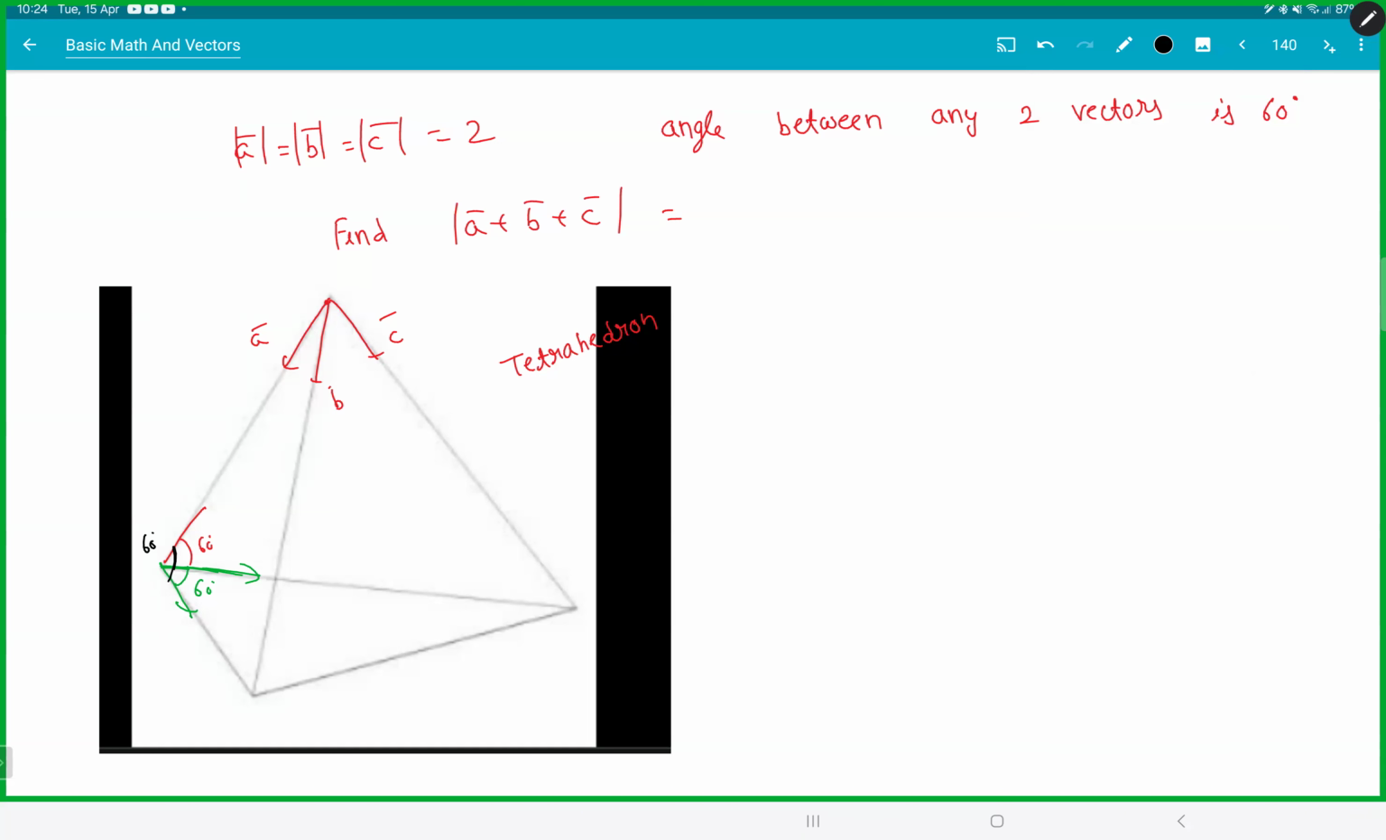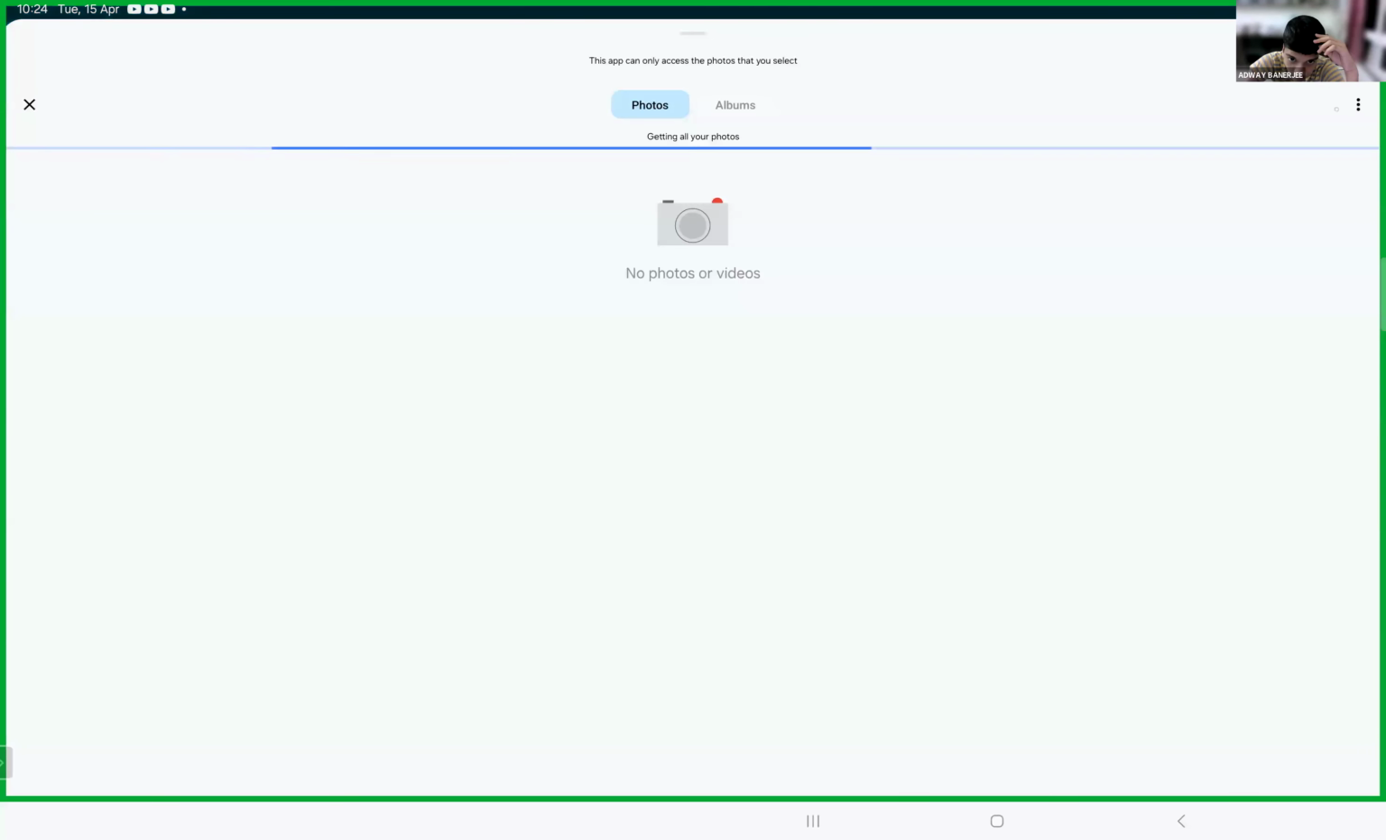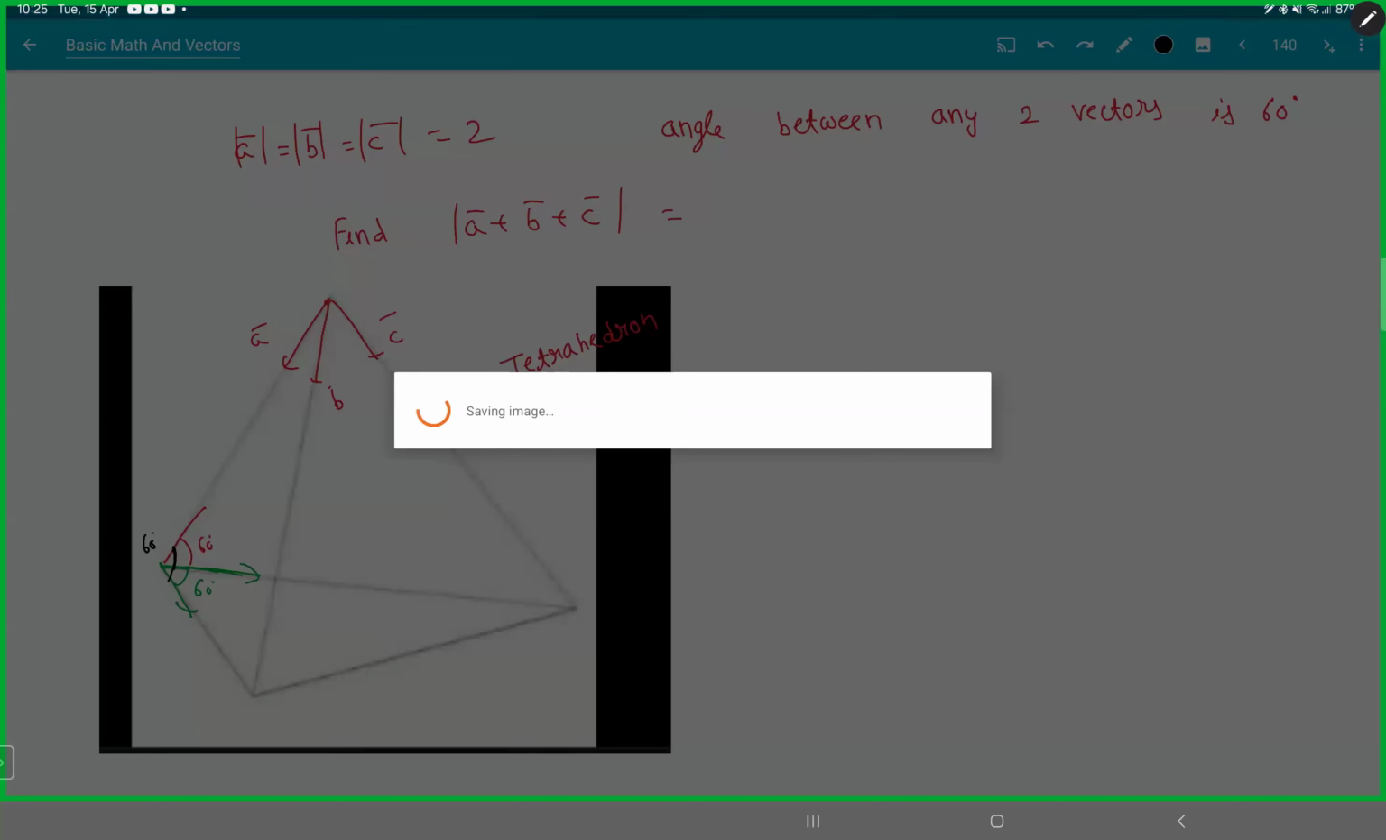Is that clear, everyone? So now I'm saying each vector has magnitude 2, 2, 2. If I add these three vectors, what will be the resultant? Is the question understood now? Yes, sir. So this shape is actually a tetrahedron. That is the name of this shape.